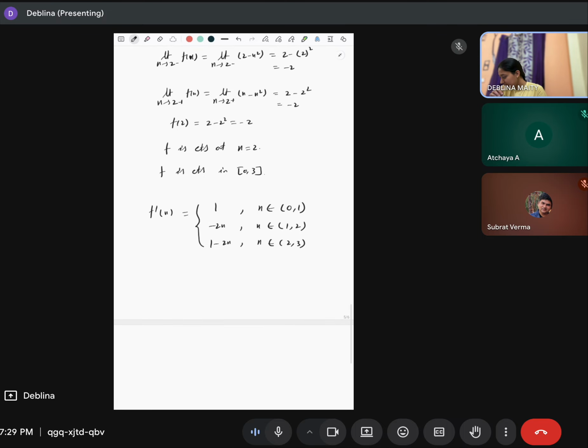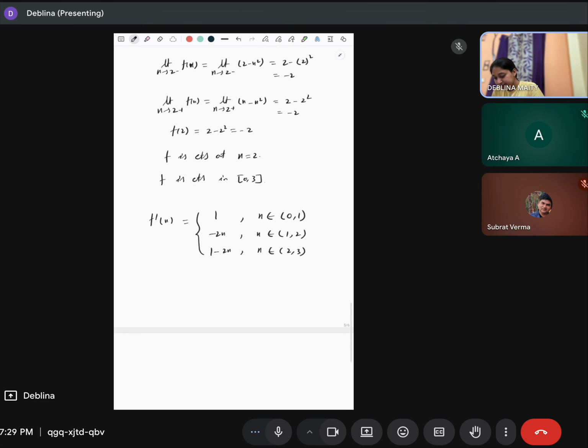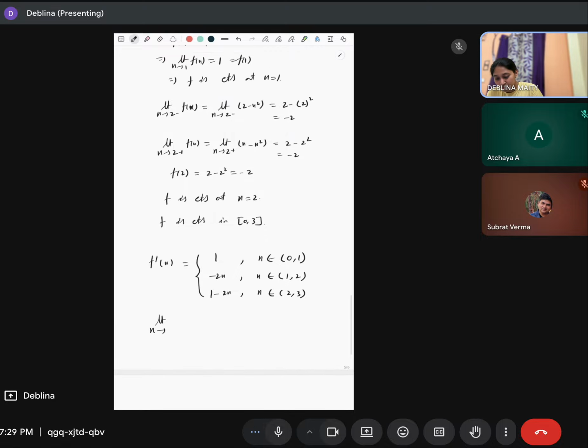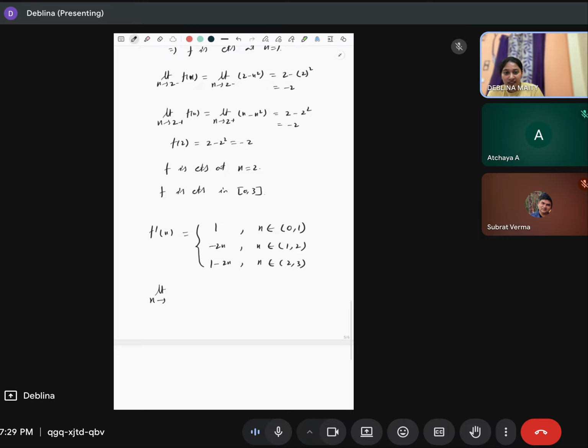Now what is f dash of 1 and f dash of 2? At the points 0 and 3 also we can consider. So first let's check at the point 0. There is only one direction, from the right, so the limit as x goes to 0 plus of (f(x) minus f(0)) by (x minus 0), whether it exists or not. So this equals, for x equals 0, right? This is the first one.